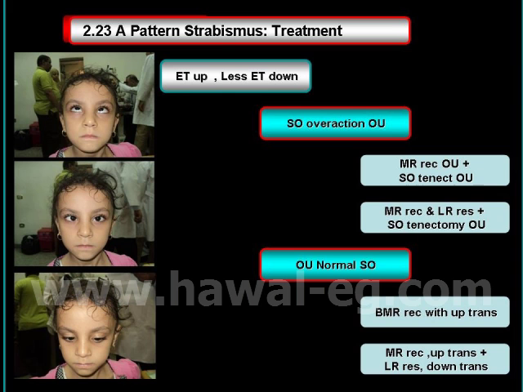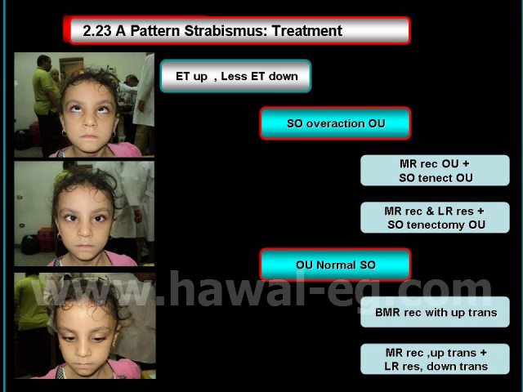In the case of esotropia up but less esotropia down, we determine if there is overaction of the superior oblique of both eyes, or normal action of the superior oblique of both eyes. If the superior obliques are overacting, the treatment is bilateral superior oblique tenectomy plus bilateral medial rectus recession, or bilateral superior oblique tenectomy plus resection of a lateral rectus and recession of a medial rectus.